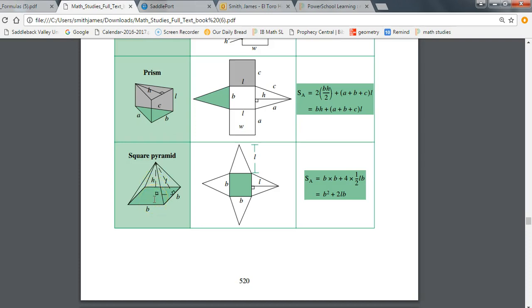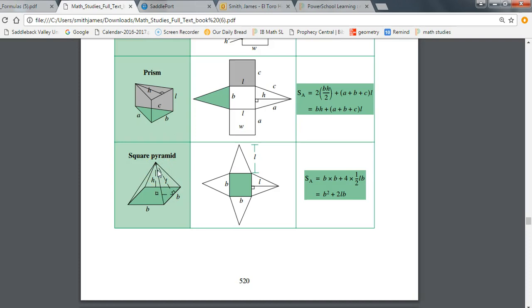So that's what we have. We have the base, which is a rectangle or a square, and then you have the lateral area, which are the 4 triangular faces. And so for those, you're just finding the area of a triangle. So if I wanted to find that area, I have 1/2 the base times the height, and that's the area of one triangle.